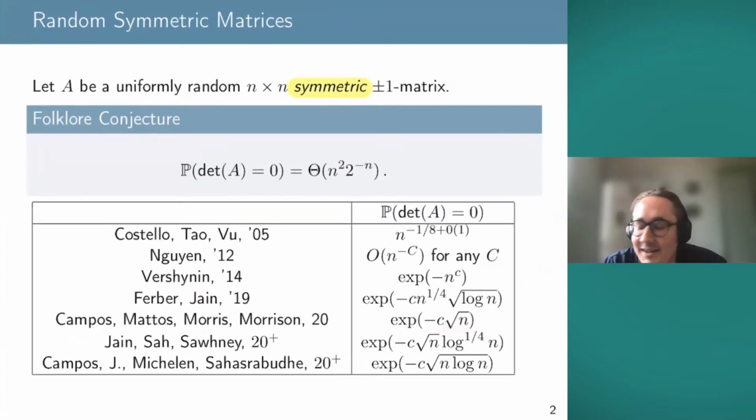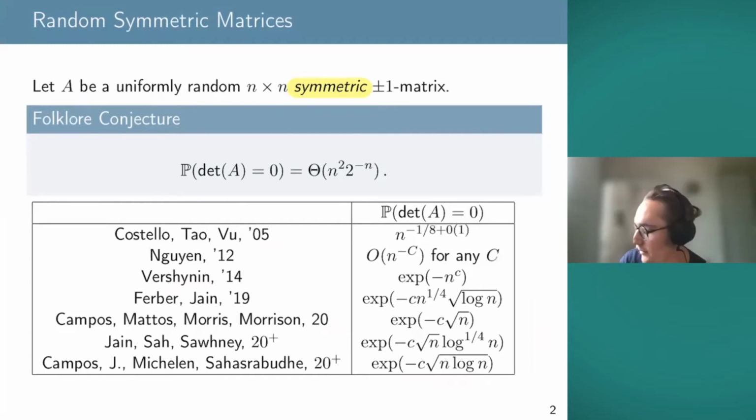So remember, again, we're looking for something exponential. And here we have an e to the minus root n. And then 2 recent small improvements to this bound by Jain, Sah, and Sawhney, and then by myself, Marcus, Marcelo, and Julian again, getting e to the minus root n log n. So you see there's a sort of convergence of results here to this e to the minus root n log n. It turns out this is not a coincidence. There's actually a very good reason. There's a very natural barrier at root n log n, which I'll discuss a bit later in the talk.